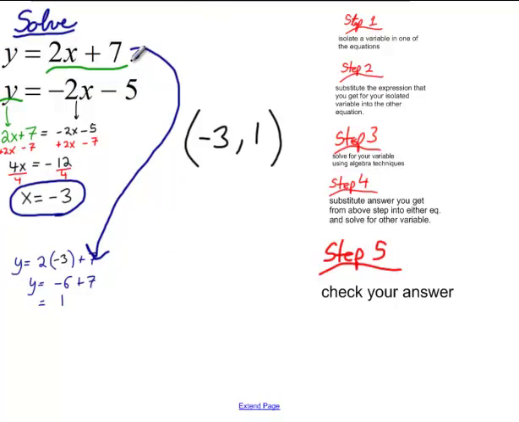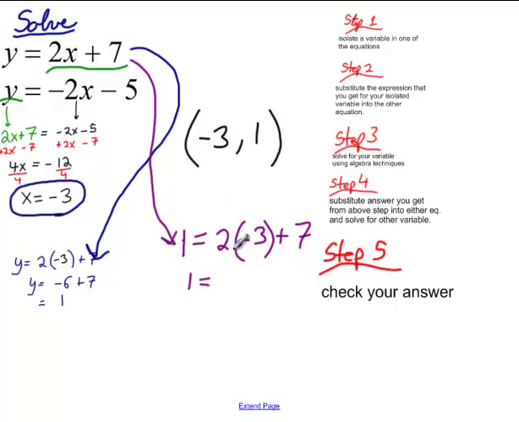So this first equation will come down here, and instead of y, we're going to say our 1, because our y is 1, is equal to 2 times -3 plus 7. And I got the -3 because that's my x. So that's y is equal to 2x plus 7. But I'm using the value I found here. So let's simplify that. And I get -6 plus 7. Well, 1 is equal to 1. That checks out. So that works.